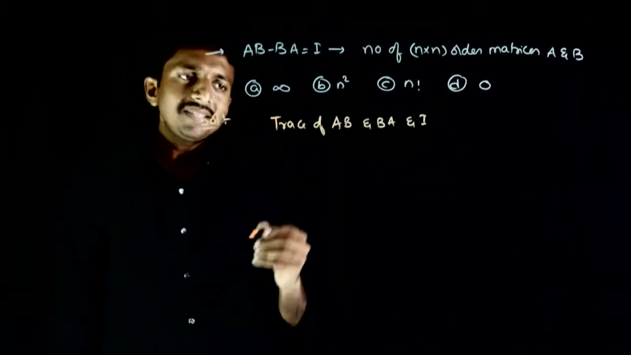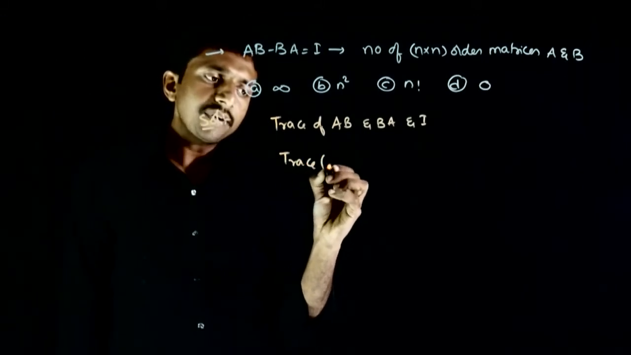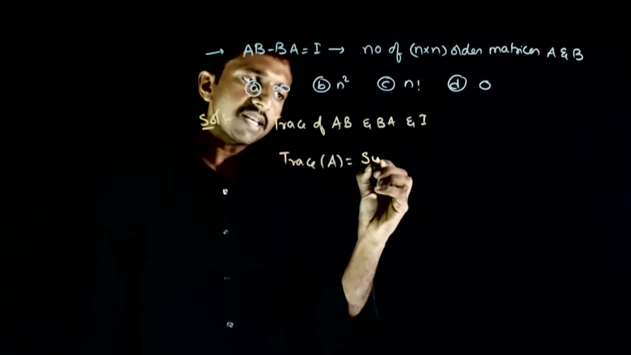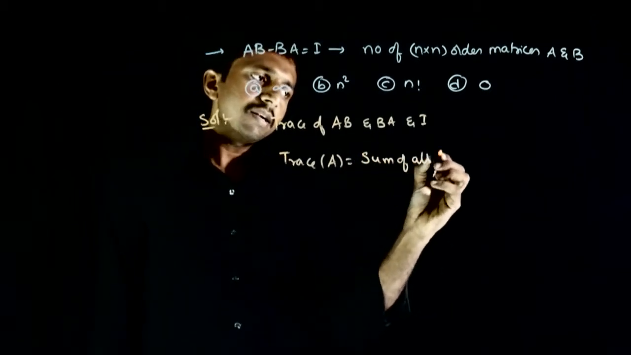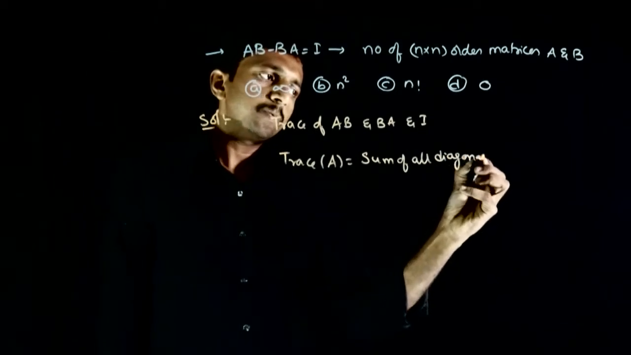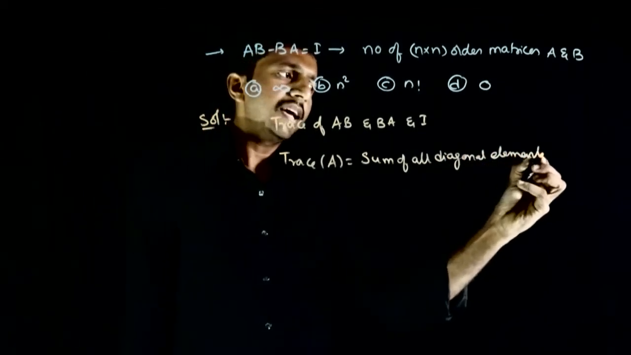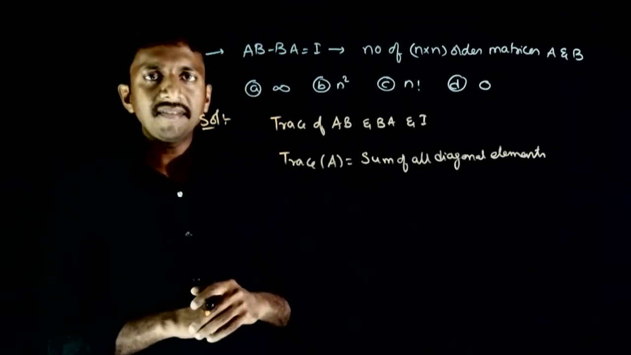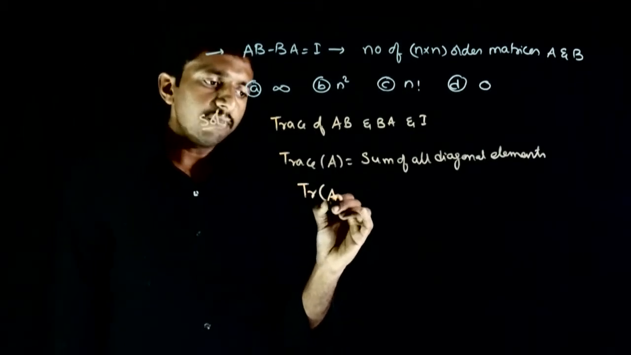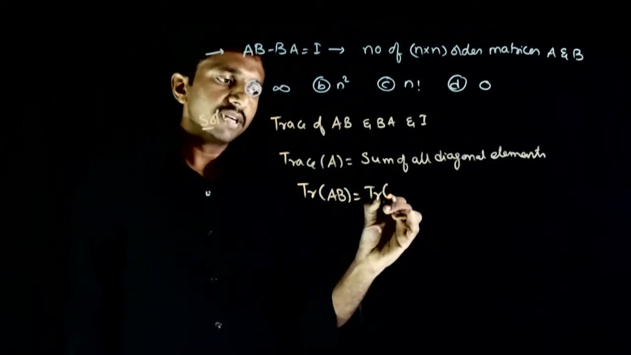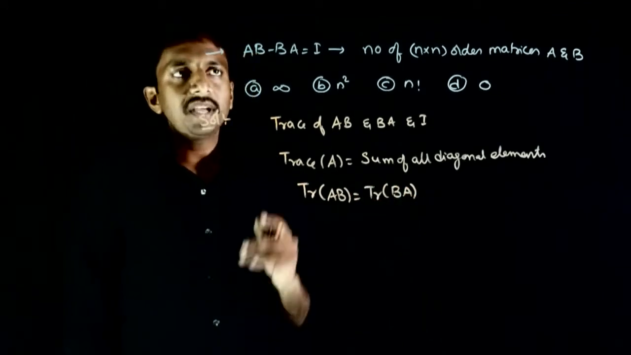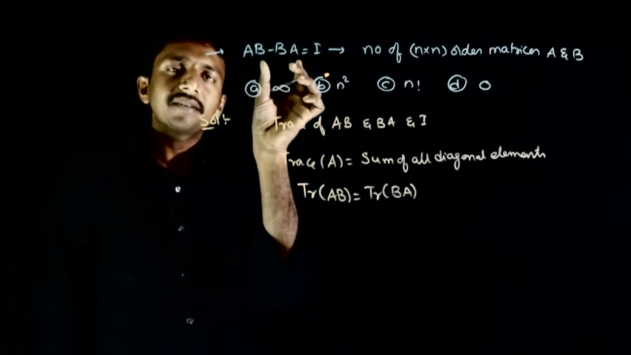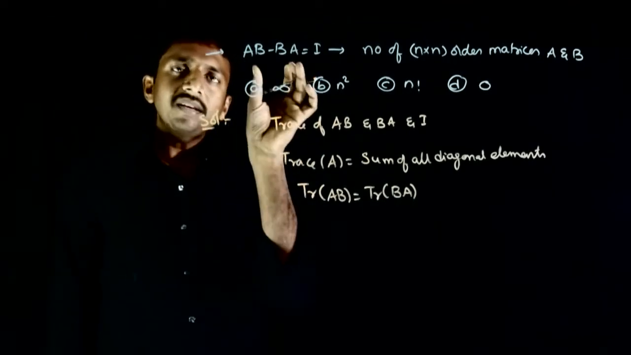Okay. So what is trace? Trace of a matrix A. We know that. What is the definition of trace of A? Trace of A is the sum of all diagonal elements. Sum of all diagonal elements of a square matrix is called the trace. And trace ke bare mein, we have a theorem which says that trace of AB is equal to trace of BA. AB ka trace and BA ka trace same. Okay. So now let us consider the trace of AB and trace of BA.